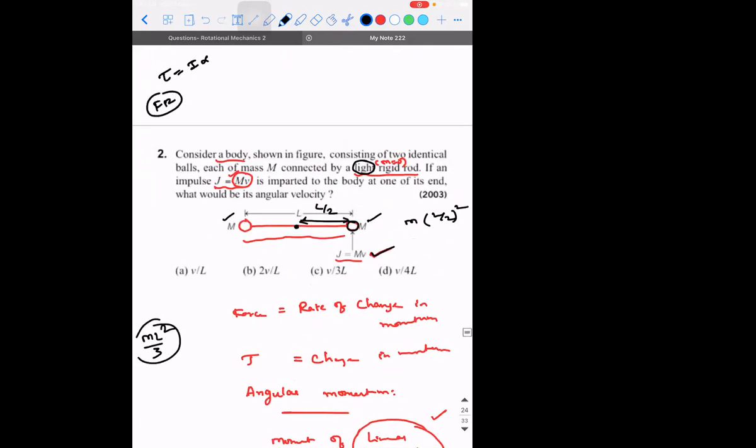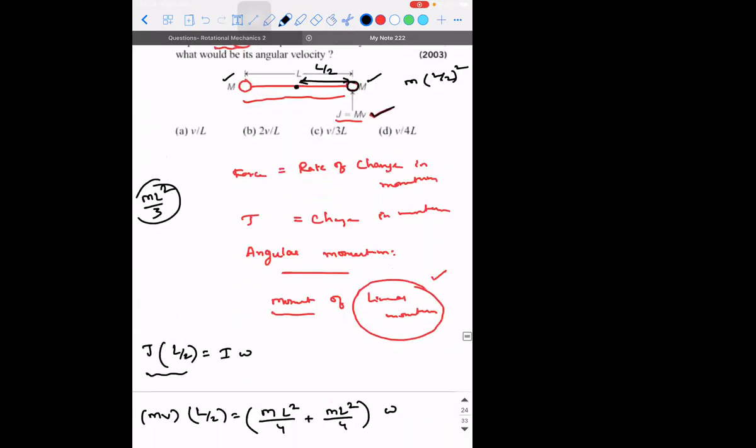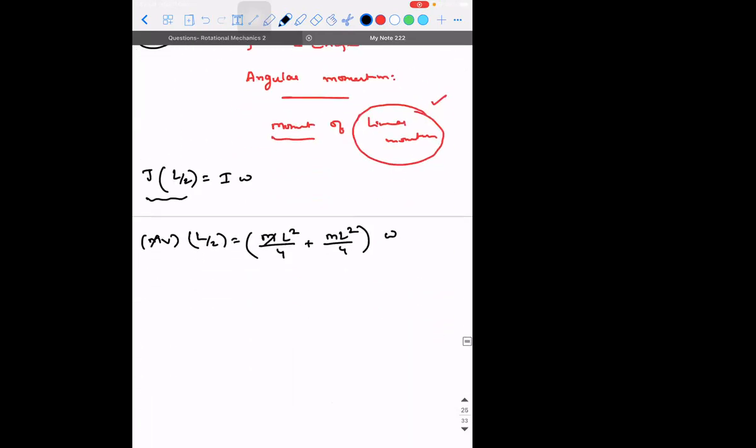So all the m's are the same, right? Yes. So these m's will get... yeah, tell me. Sir, I didn't understand how you wrote the inertia part.